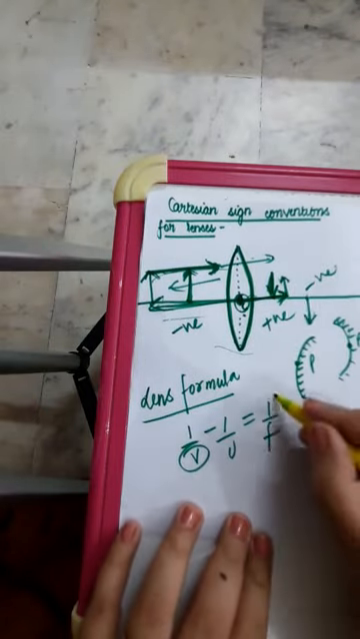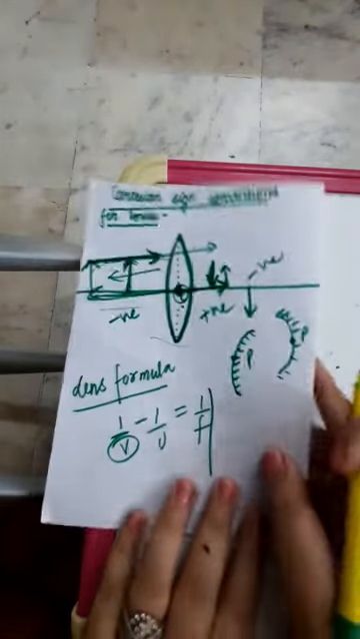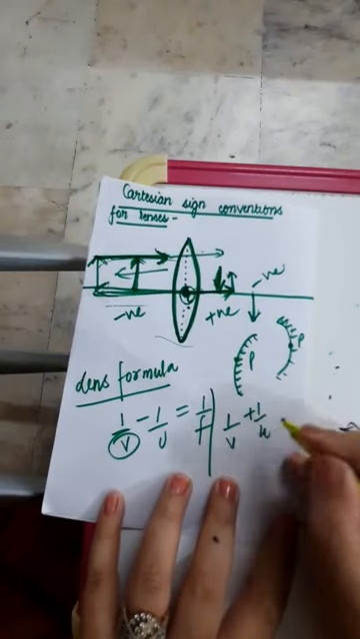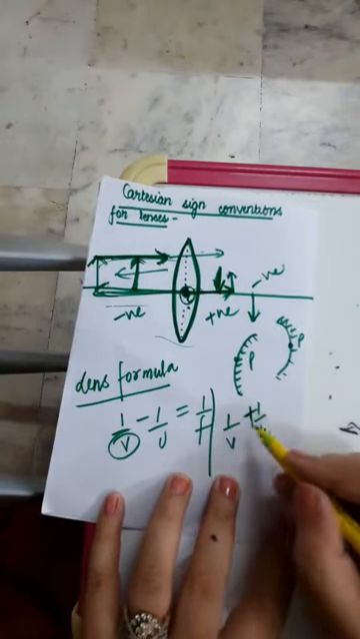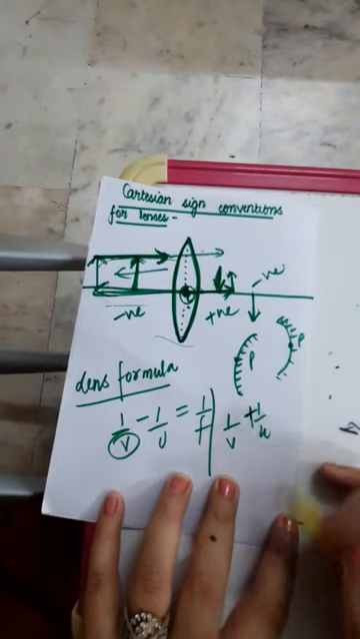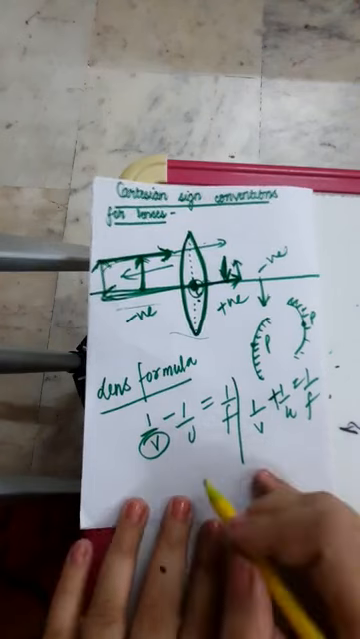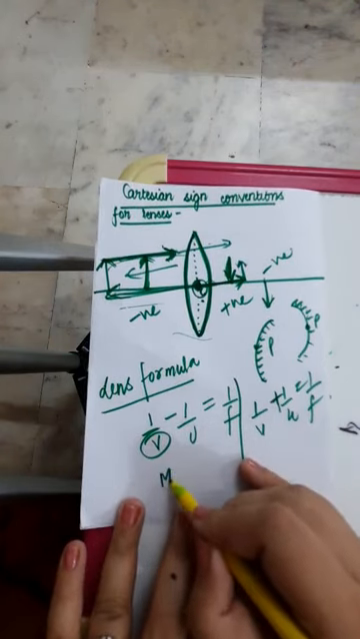But compare it with mirror formula. Mirror formula was 1 by v plus 1 by u, there it was a plus sign, equal to 1 by f. Now we will be discussing magnification.